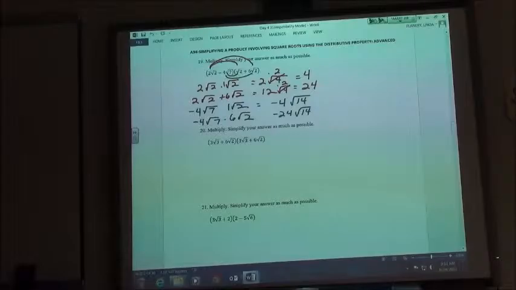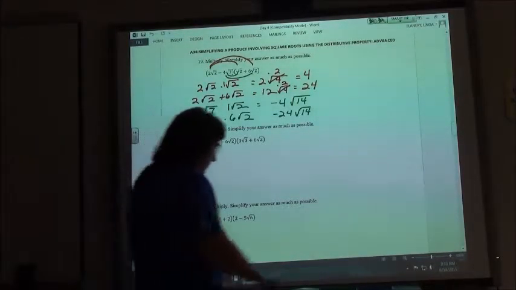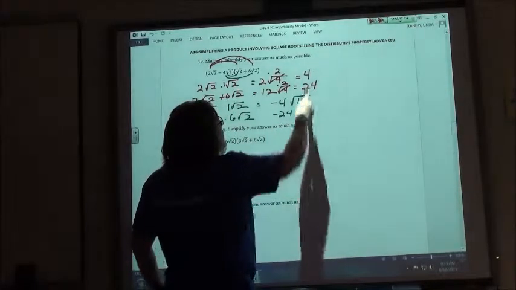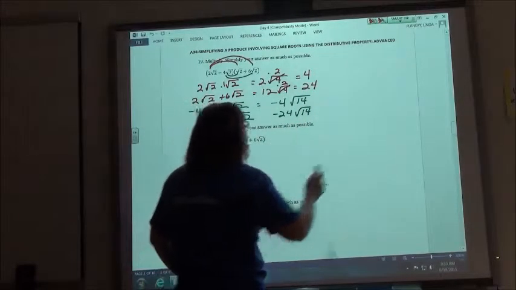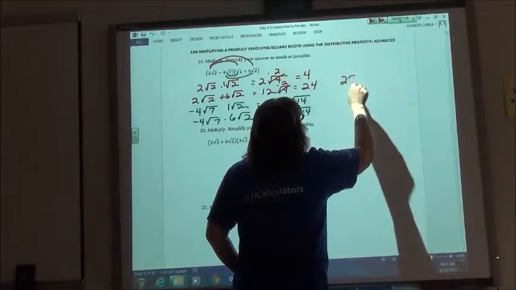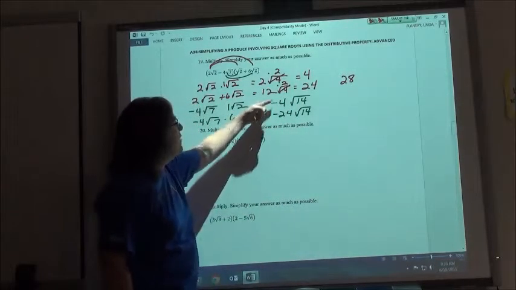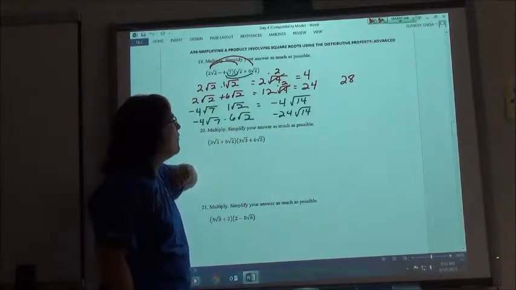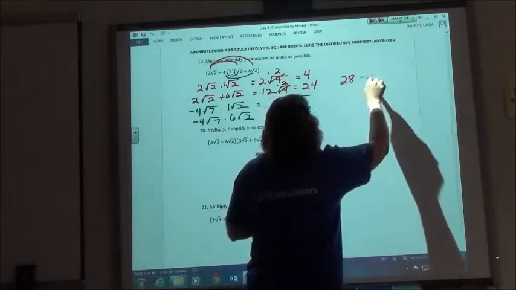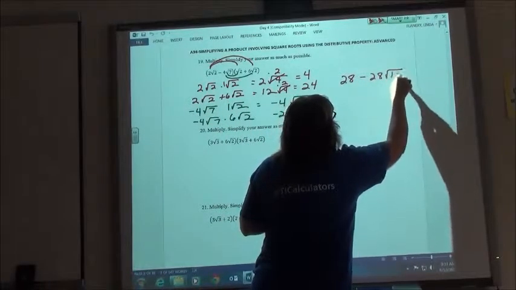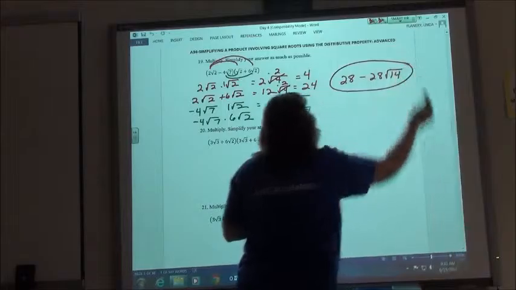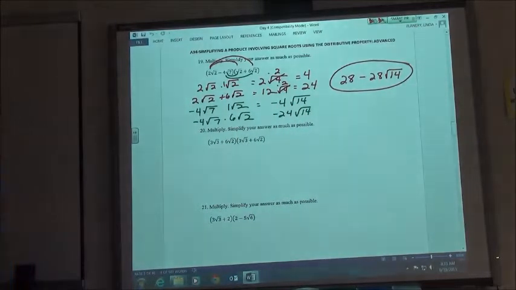To do my answer, I then want to combine my like terms out of those 4 things I got when foiling. The first 2 happen to be like terms because they're a nice whole number. 4 plus 24 would be 28. And then I have negative 4 square root of 14 and negative 24 square root of 14. So I get negative 28 square root of 14. And that's going to be my answer.